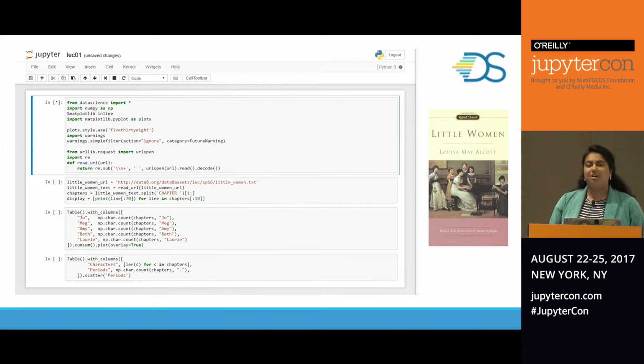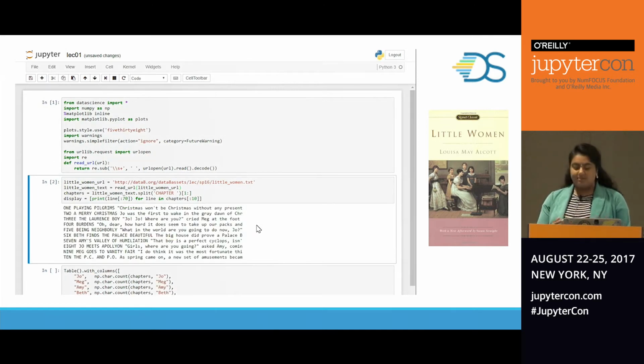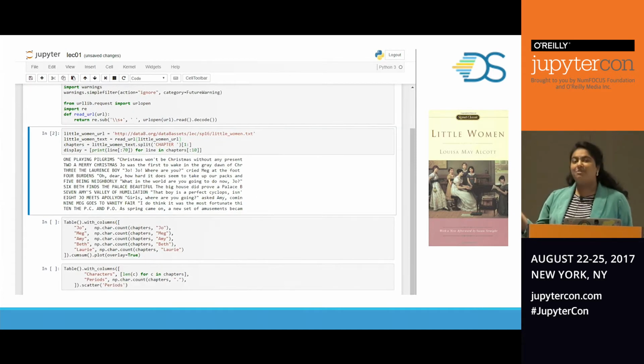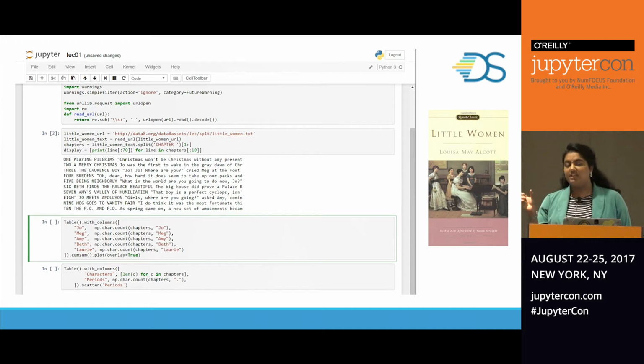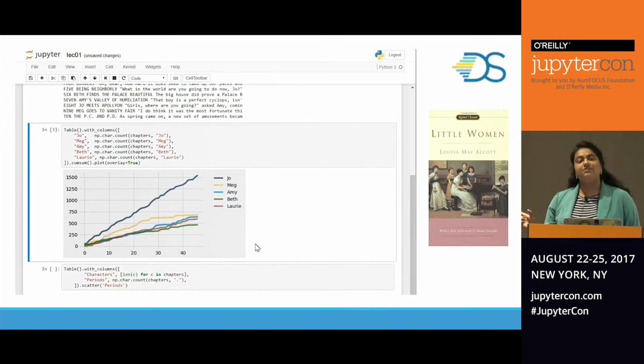What he did was take the Project Gutenberg version of Little Women, the text, and then split it by chapter. And once they were split by chapter, he did something very interesting. As you can see, in that single line of code that creates the table, he took the characters, each of the 5 main characters of Little Women, and took the character counts for each of them in every chapter. A very simple data science operation. The main point here is not the code, it's just the image. So let's take a quick look.